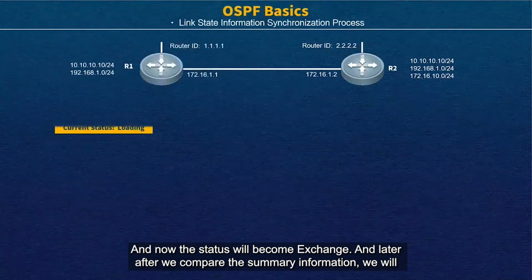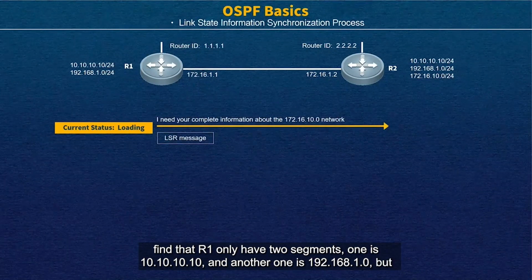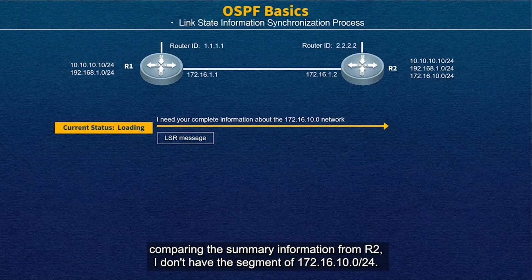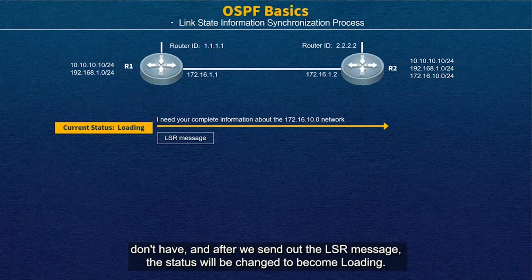And later, after we compare the summary information, we will find that router 1 only has two segments: one is 10.10.10.0 and another one is 192.168.1.0. But comparing with the summary information from router 2, I don't have the segment 172.16.10.0/24. So I will send a new message, the LSR message. I need your complete information about this segment I don't have. And after we send out the LSR message, the state will change to Loading.